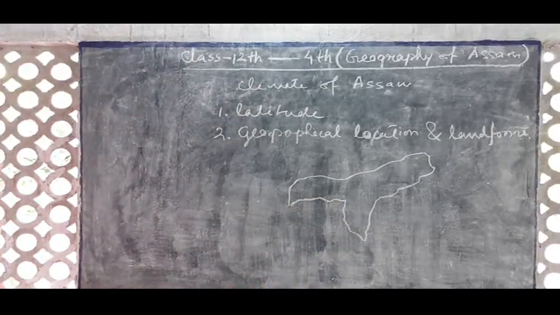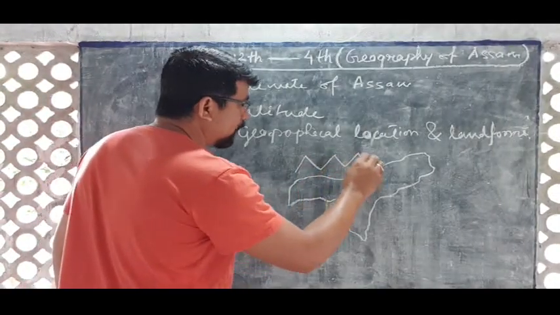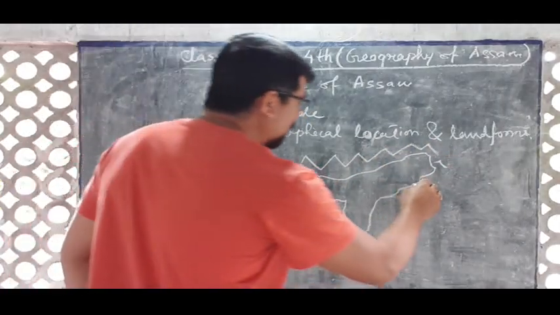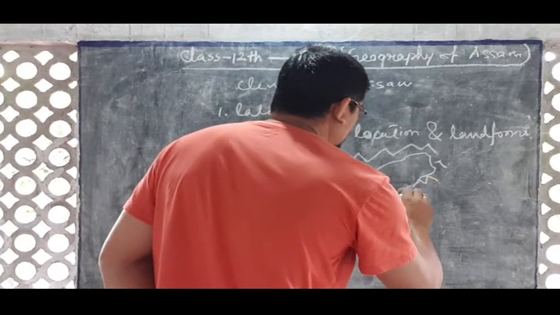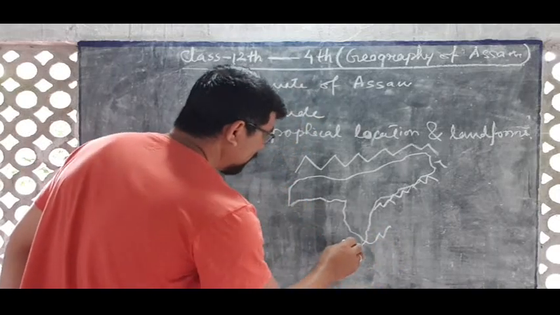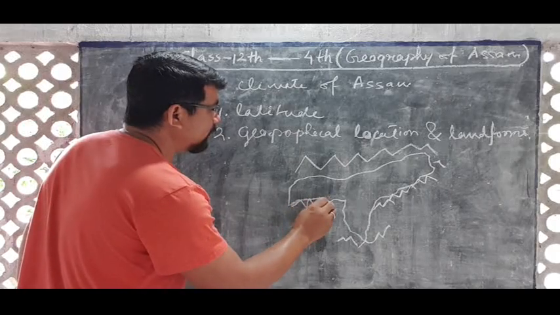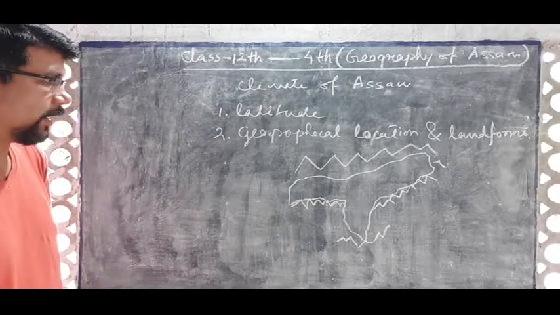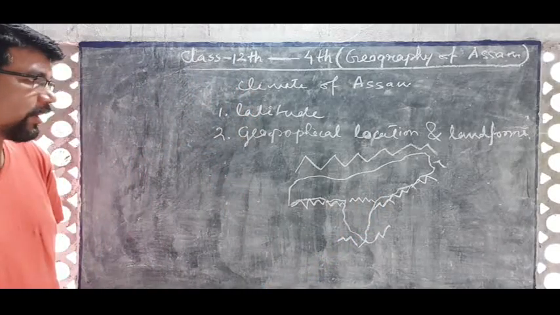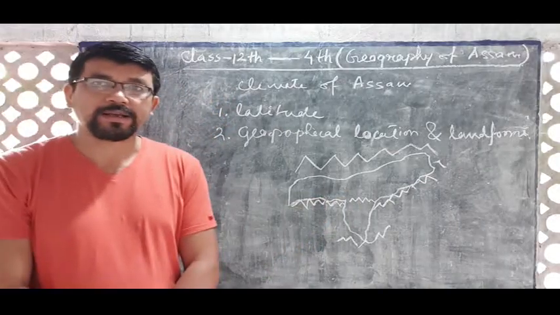Suppose it is Assam. The northern part of Assam is covered by Himalayas mountain. Southern part, Naga Hills, Patkai, Manipur Hills, Mizo Hills, Tripura Hills, and in this part, Meghalaya, Khasi, Jaintia Hills. And here is located our Barail Range. So you see, all around Assam is covered by hills and mountains.